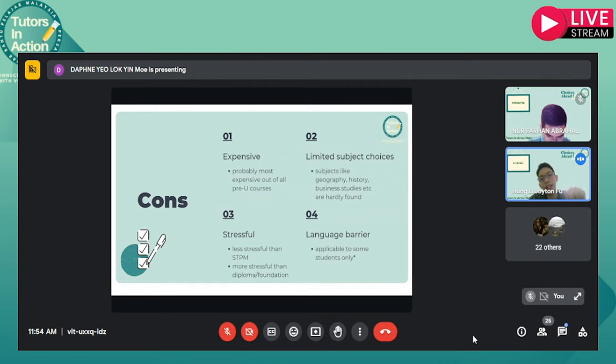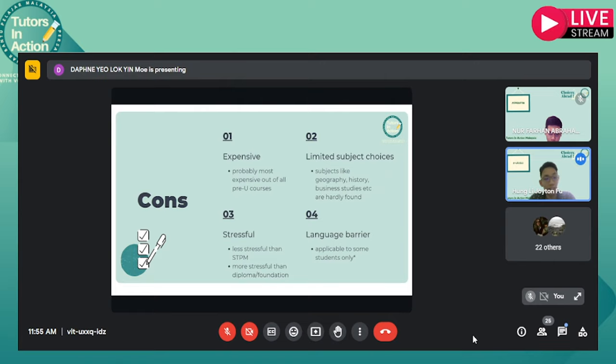And the reason for that is because if you are taking A levels, a lot of things that you are learning is actually very deep. So everything that you study needs to be memorized, and you have to do a lot of past year. You have to keep on practicing until you get the accuracy that you want. So it's definitely a lot more stressful than other pre-university courses.